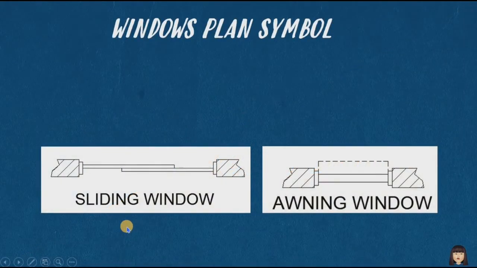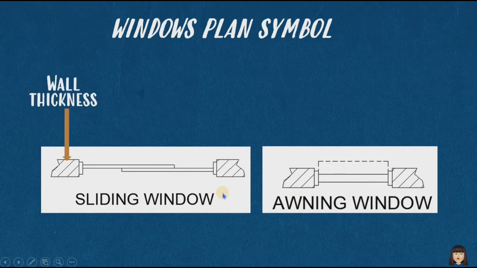We have here the sliding window and also the awning window. We will use the awning window for the CR or toilet and bath, and also for the kitchen, and the sliding window we will use in the bedroom and in the living area. So these are the window plan symbols. As you can see, this is the sliding window, and the awning window with an opening direction. So now let's have the parts.